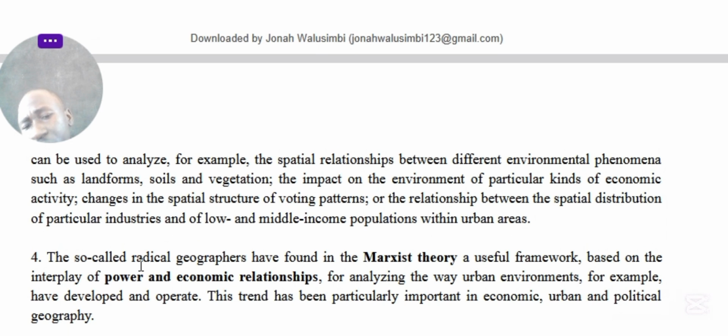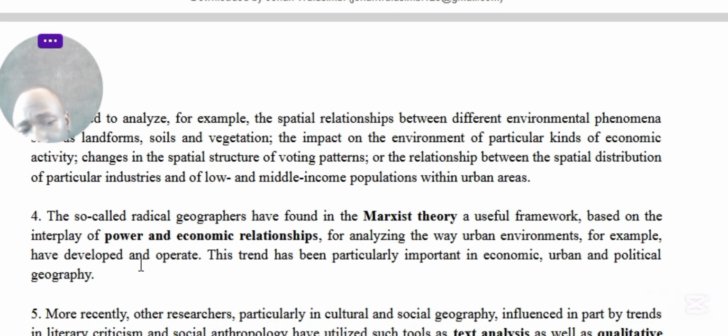When you proceed, you have what are called the matrix theories. This is like a program that is generated. It mainly employs the power and economic relationship between the physical environment and the human environment. Maybe you are tasked to find out which economic activities may be carried out in a particular area, and you are asked to find out the relationship between the physical and the human environment. So that is the matrix theory.